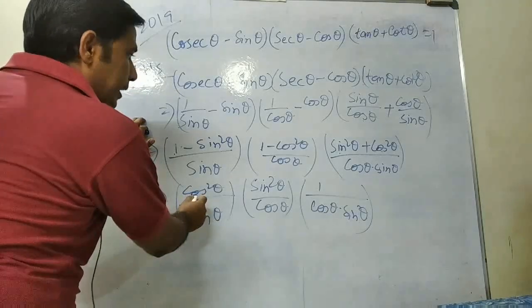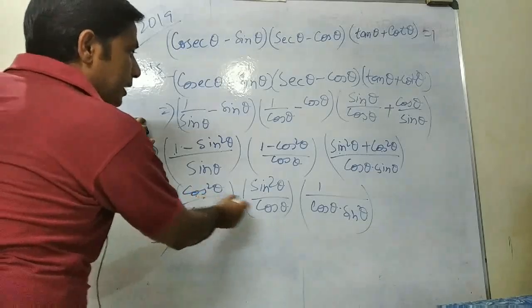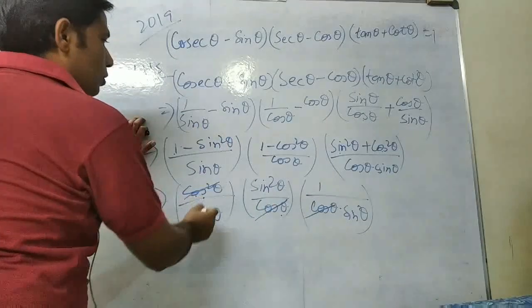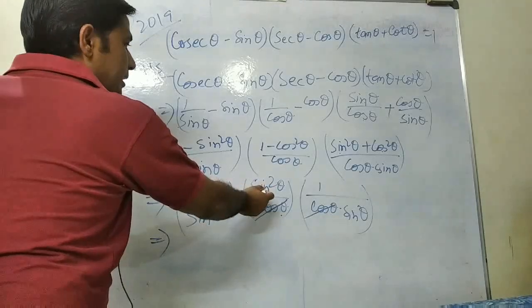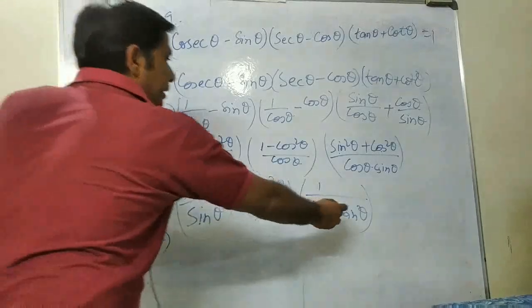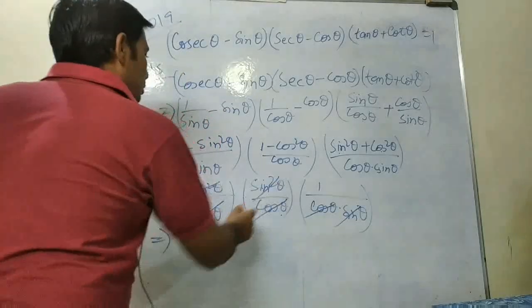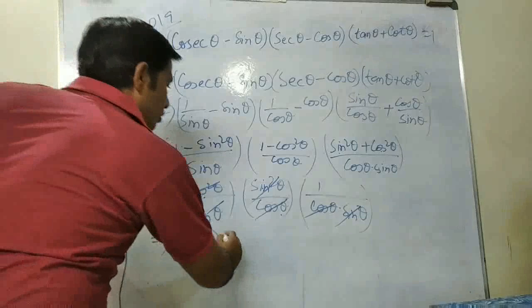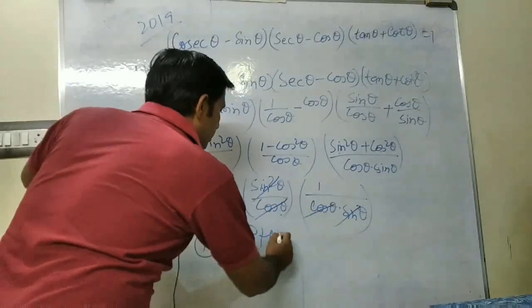So cos square theta is here. So cos square theta into cos theta will be cos square theta. It will be cancelled here with cos theta, and sin square theta is here, and sin theta into sin theta will be cancelled also. So it will be 1, which is equal to the RHS we are seeing there. So LHS is equal to RHS.